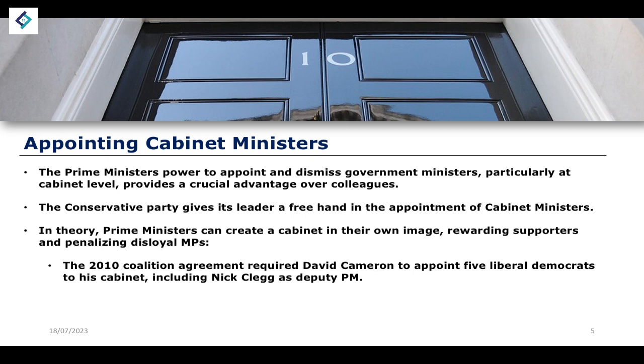What is quite interesting in this regard is that this is representative of something of a limitation on the Prime Minister's authority. David Cameron, as per this 2010 coalition agreement, couldn't have just said no to the appointment of 5 Liberal Democrats to his cabinet. And so as a result, he had a limitation in terms of who he could appoint. He couldn't just appoint 5 extra Conservatives, for example.